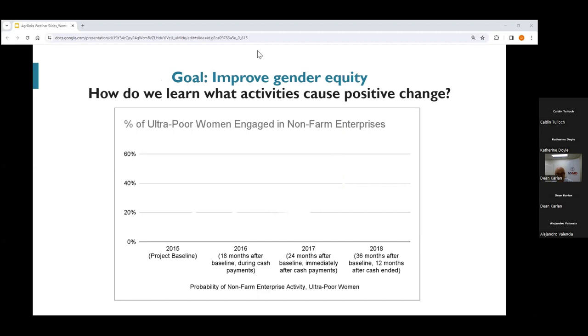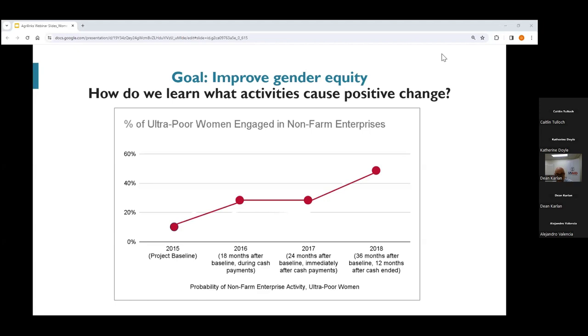Central to this understanding of impact is the counterfactual. What would have happened in the absence of the program? Without a counterfactual, we risk overestimating or underestimating the impacts of our activities. Let's consider an agricultural program. These data are taken from an evaluation done of a Feed the Future program, which distributed cash transfers in Nigeria.